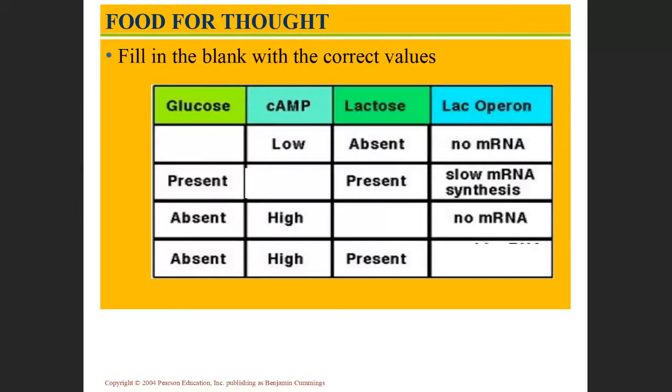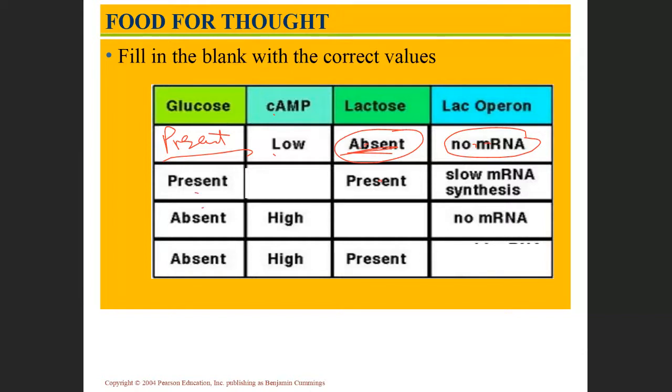So here you have no messenger RNA being made. You know that lactose is absent, and there is no messenger RNA being made, which is explained by lactose being absent. Cyclic AMP is low, which means glucose is present. So glucose is present and lactose is absent. That's why the lac operon is not working.